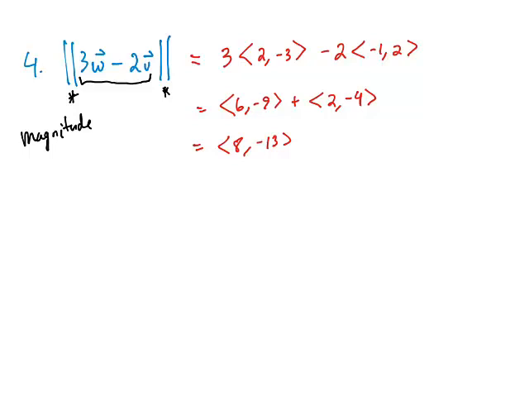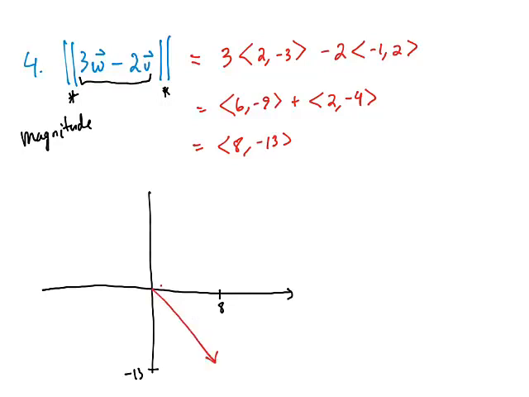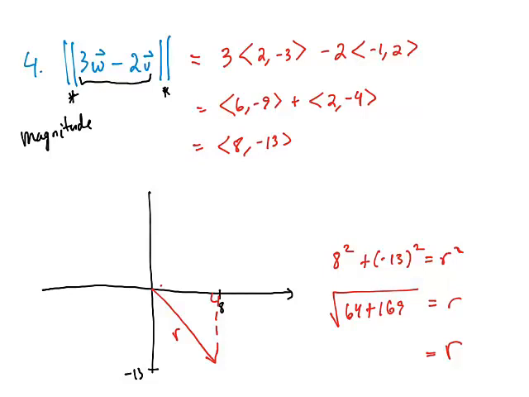So to find the magnitude, what this is saying is we have a vector. The horizontal component is 8. The vertical component is negative 13. So that vector is like this. In order to find this magnitude, let's call it r, we're just going to use the Pythagorean theorem. So I'm going to have 8 squared plus negative 13 squared is equal to r squared. So we have the square root of 64 plus 169 is equal to r. So r is going to come out to the square root of 233. So that's the magnitude of this initial vector.